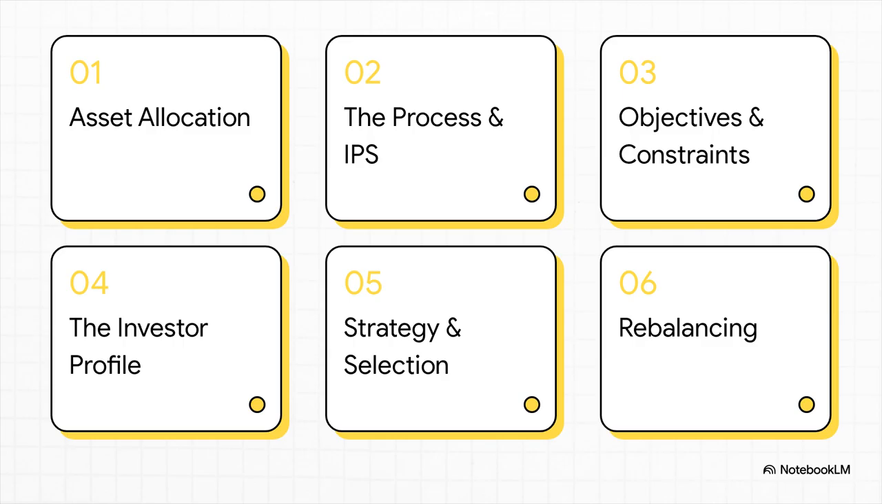So, think of this whole process like building a house. First, we've got to lay the foundation, and that's the single most important decision, asset allocation. Then we'll draw out the blueprints. That's the formal process and what's called the investment policy statement. After that, we need to know who we're building for, right? So we'll get to know the investor's goals and their personality. With all that in hand, we can actually build the structure using a clear strategy. And finally, you have to do maintenance to keep the house standing strong, and that's portfolio rebalancing.